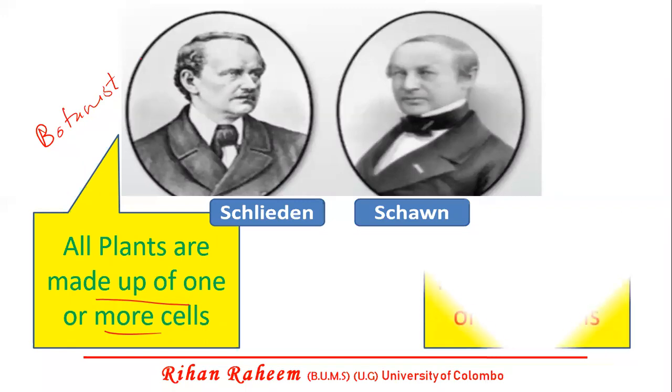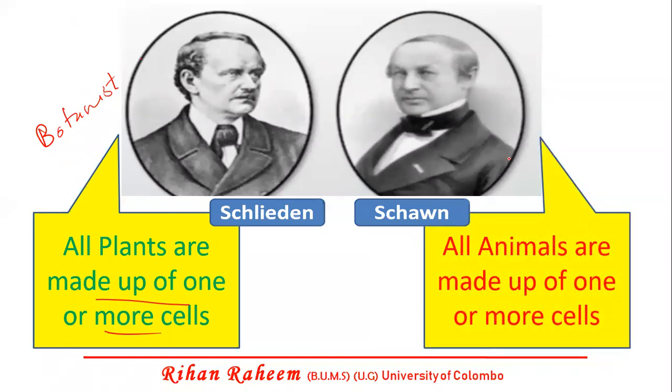Then, parallelly, another fellow from Germany, the German zoologist Schwann, who does research about animals, said all the animals are made up of one or more cells. At that time they did not have sophisticated words, but now we say unicellular and multicellular. One cell means unicellular, more than one cell means multicellular. But according to them, in simple words, all animals are made up of either one cell or more cells.